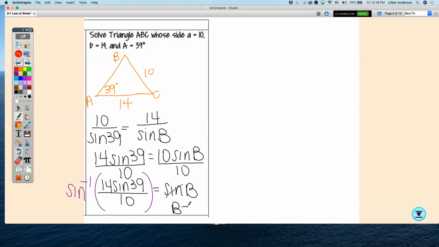So in my calculator, I type sine inverse 14 sine 39 over 10. Go ahead and do that in your calculator. Tell me what you get. So B is equal to 61.8 degrees. So in this triangle, angle B is 61.8 degrees.